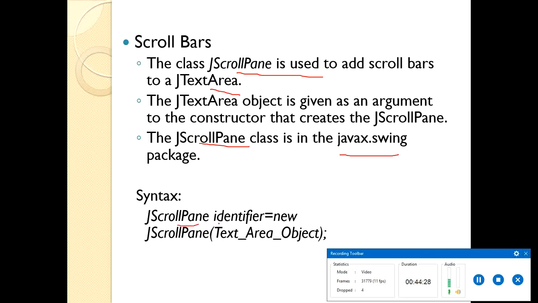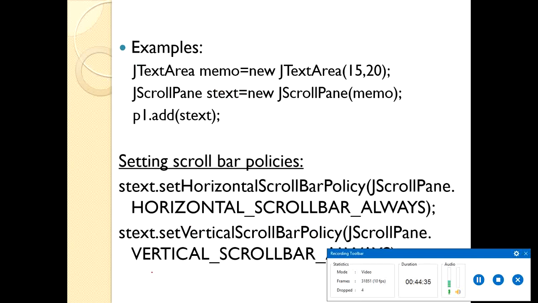First of all, we need to create an object of the JScrollPane and then the text area object, whatever is your text area object. For example, I have a text area called memo. I will create an object of the JScrollPane class and I will apply it on the memo, which is JTextArea. Then, for example, if I have a panel, I will add the scroll pane to the panel. So first of all, I need to create an object of the text area, apply the scroll pane on the JTextArea, then add the scroll pane to the panel.